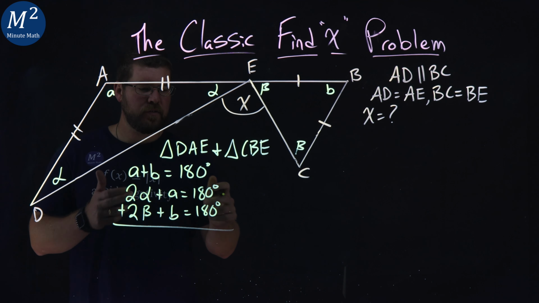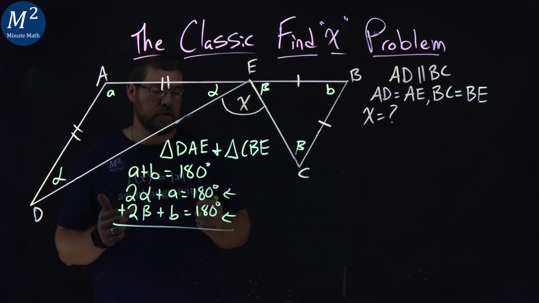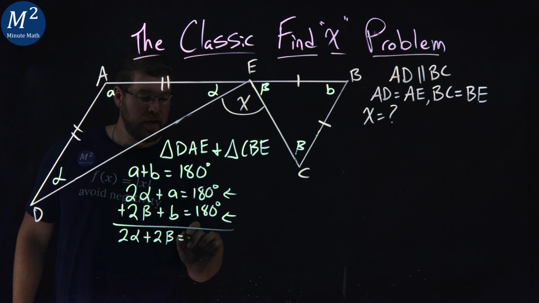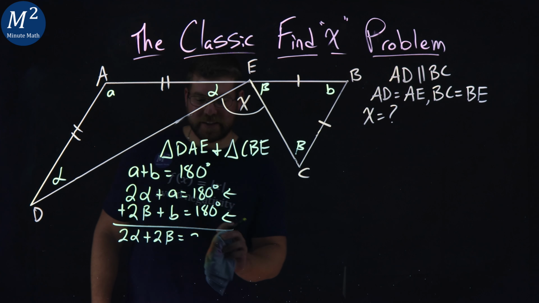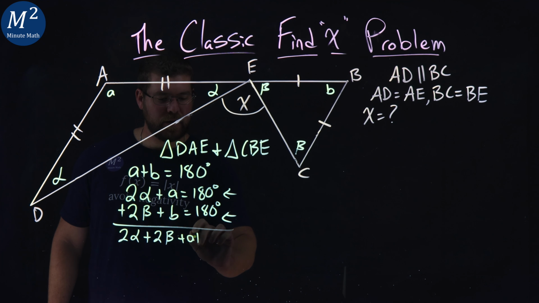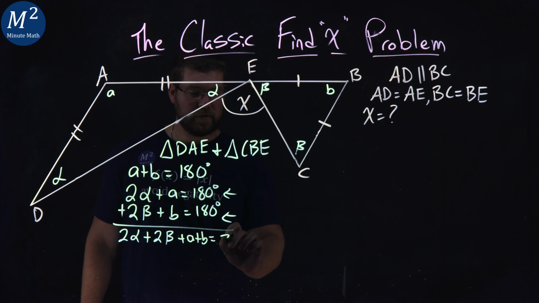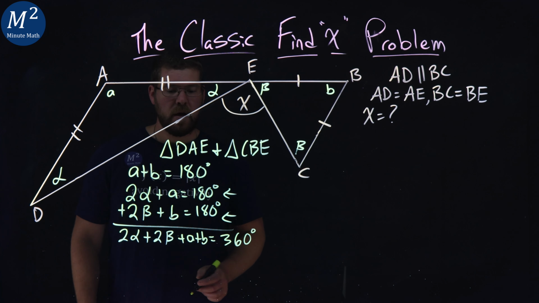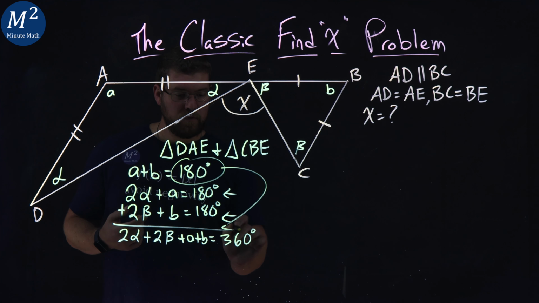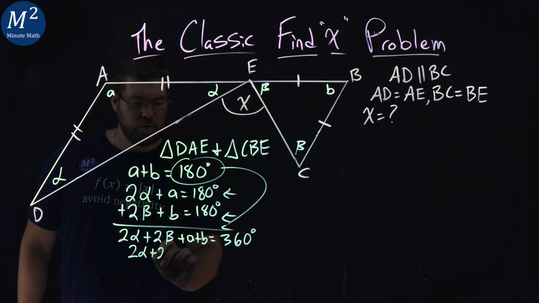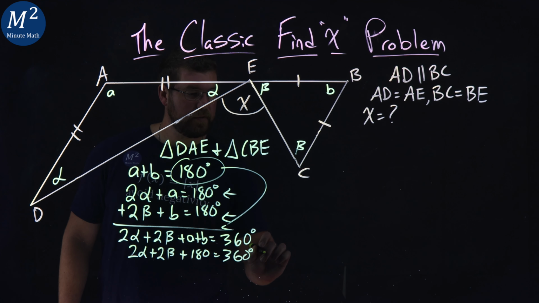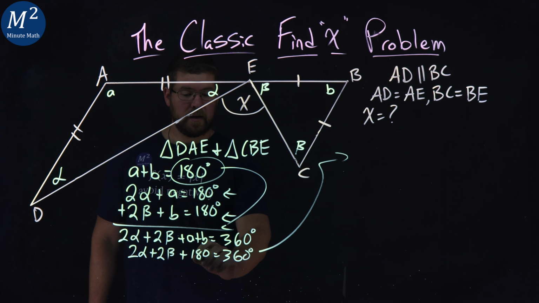If I add these two equations up, we have 2 alpha plus 2 beta is equal to, not equal to, don't forget the plus A plus B, Sean. Never forget that. Got ahead of myself here. Plus A plus B equals 180 plus 180, which is 360 degrees. Now, we already found that A plus B has to be 180. So, replace that. 2 alpha plus 2 beta plus 180 degrees equals 360 degrees. Let's subtract 180 from both sides.